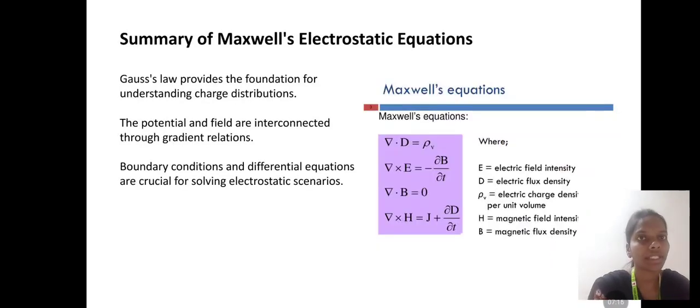Finally, the summary. Gauss law provides a foundation for understanding charge distribution. The potential and field are interconnected through the gradient relationship. Boundary conditions and differential equations are crucial for solving electrostatic scenarios. Here, Maxwell's equation del dot D equals rho v is considered as Gauss law. Del cross E equals minus dou B by dou t is the second equation.